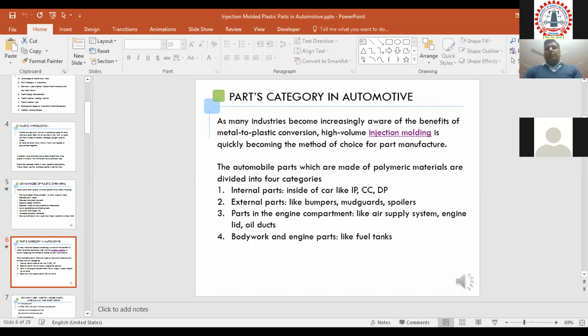If we divide the parts in automotive, there are four categories. The first is interior parts, like door trims, console, and instrument panel. Then external parts like bumpers, mudguards, spoilers, and back door garnish. Those are the exterior parts. Some are engine compartment parts, like air supply systems, HVAC, engine lid, oil ducts. And some are bodyworks, like fuel tanks. So in these four categories, we can divide the automotive parts.